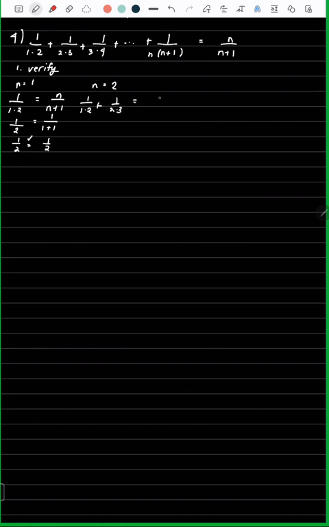All right. So for n is equal to 2, again, what we're going to use are the first two terms. And then on the right side, that would be n over n plus 1. So on the right side, that would be 2 over 2 plus 1. So it would be 2 over 3.